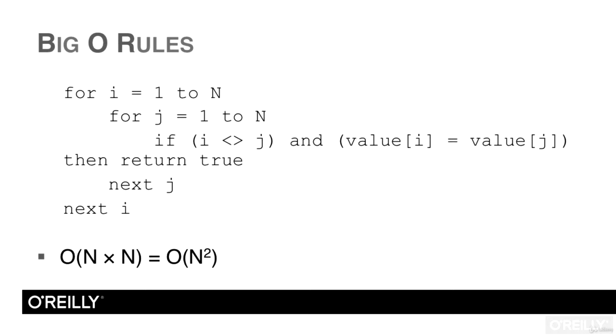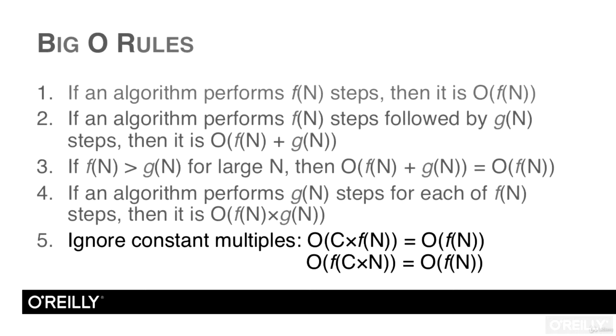Here, the for i loop runs through the n items, and for each of them the for j loop also runs through n items, so the algorithm's behavior is order n times n, or order n squared. That's how Rule 4 works. If an algorithm performs g of n steps for each of f of n steps, its behavior is order f of n times g of n. The last rule says you can ignore constant multiples. That means order c times f of n is the same as order f of n, and order f of c times n equals order f of n.